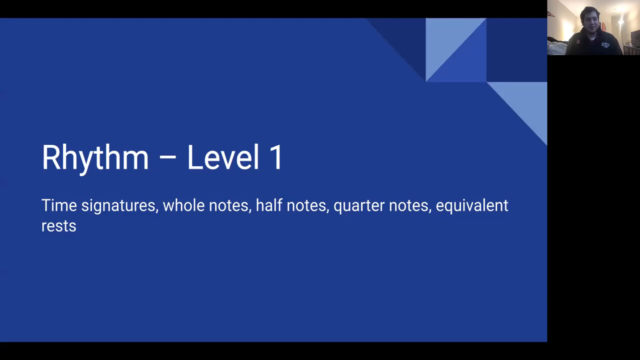Good morning, students. Today we're going to talk about rhythm, specifically time signatures, whole notes, half notes, quarter notes, and rests that are the same length as those.